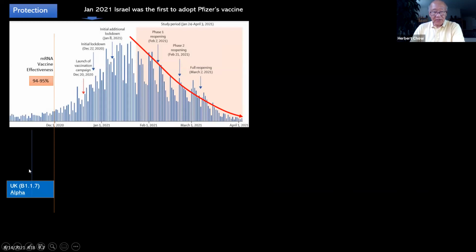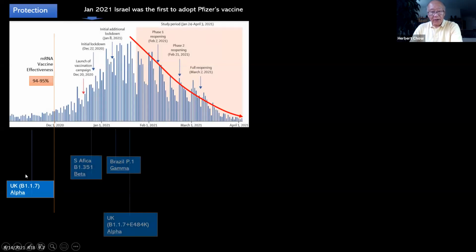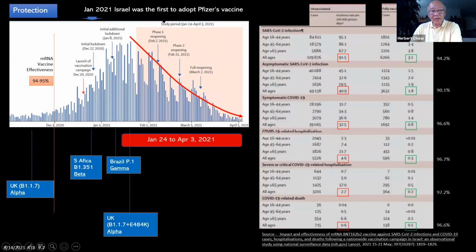But at that time, we all criticized the results. We said, well, the world had only seen the alpha variant, which means all of the clinical data were based on the alpha variant. What about now that we have the beta and the gamma? Does this 94, 95% still hold water, right? Or maybe if you consider all these variants, it will go down to 70 or 60%. With Israelis being the first to adopt, we have the opportunity to look at their performance.